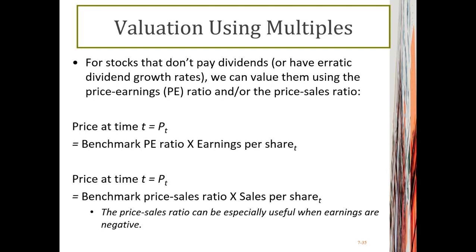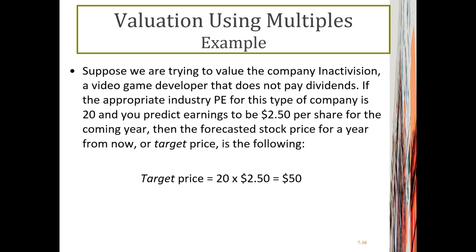And sometimes earnings could be negative or 0 for some companies. In that case, we might seek help from the so-called price to sales ratio, price to cash flow ratio, and so on and so forth. Estimated stock price, if we know a reasonable price to sales ratio, then we can apply the relation for the price sales ratio. The future stock price equals benchmark price sales ratio times sales per share in a future time period.